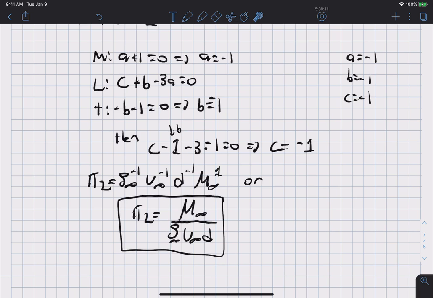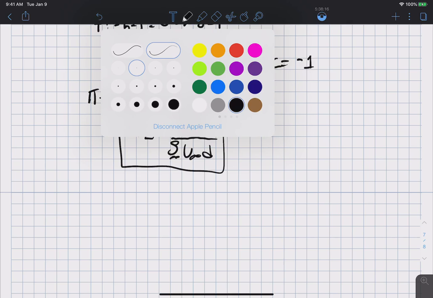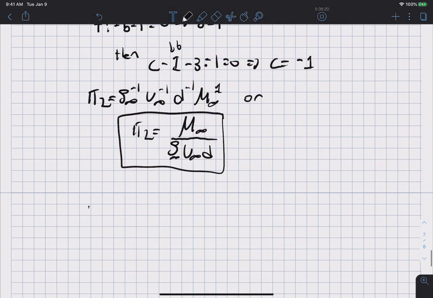Okay, and now for pi 3, because we had another one, we had yet another one. Now, pi 3. For pi 3, we do the same thing.